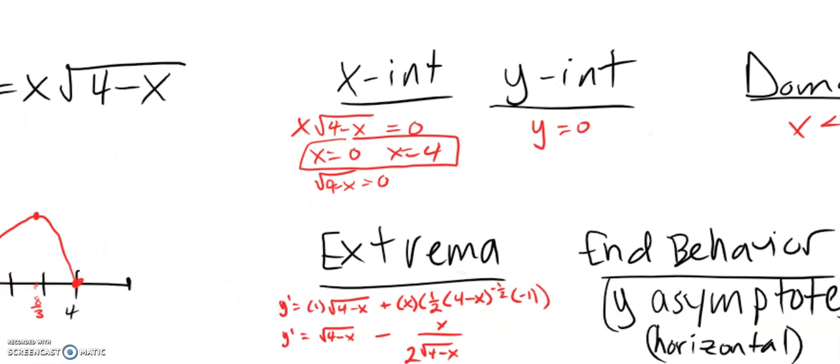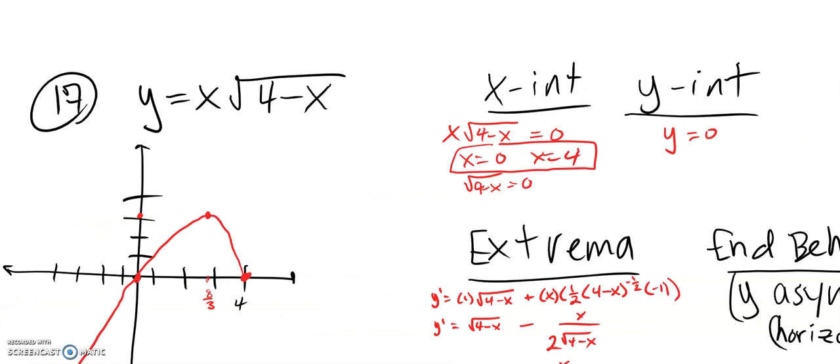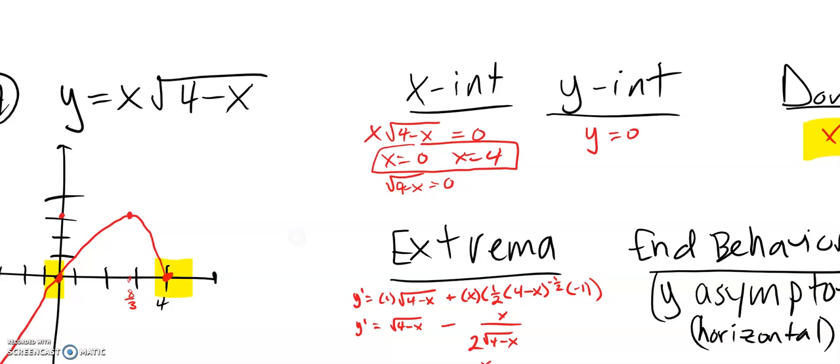So I started with the x and y intercepts. X equals 0, x equals 4. Those are our x-intercepts. And then, of course, 0 is a y-intercept as well, since it passes through the origin. The domain was important because you cannot have a negative square root here, and so it stops right at x equals 4.